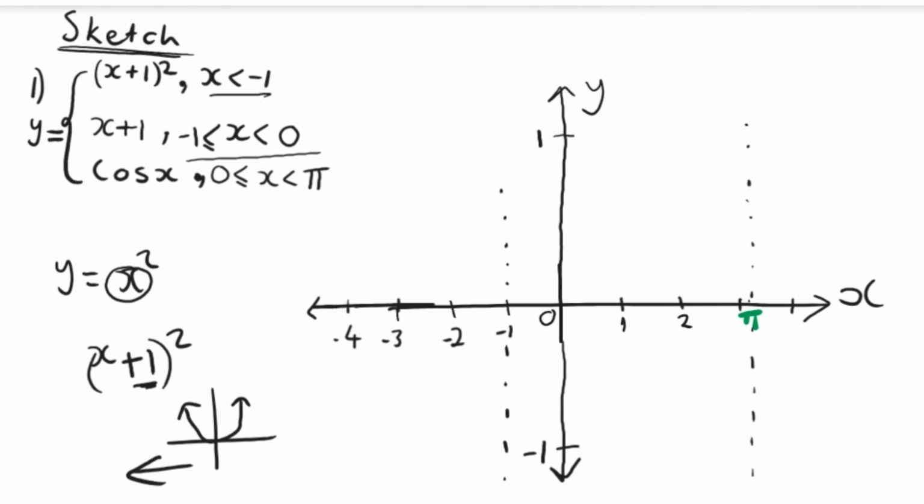Now it was touching at 0, but it will now touch at minus 1 because you are shifting it 1 unit to the left. Here is minus 1. It's no longer touching at 0; it was supposed to touch here, but now it touches here. So we plot there. But we must not include it at minus 1.